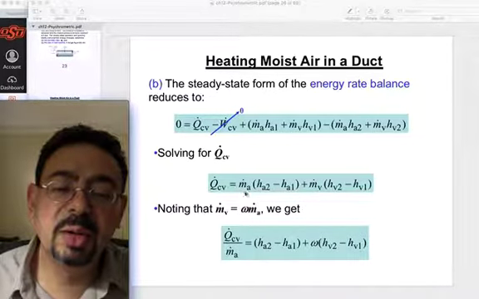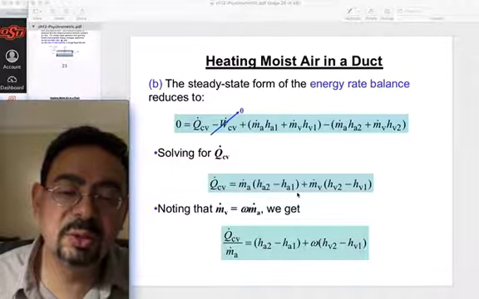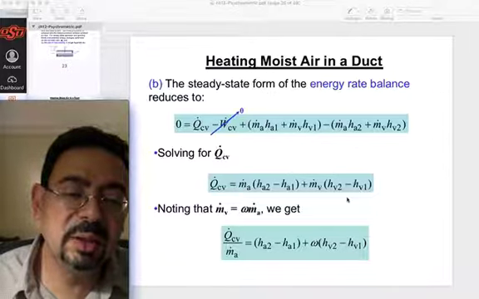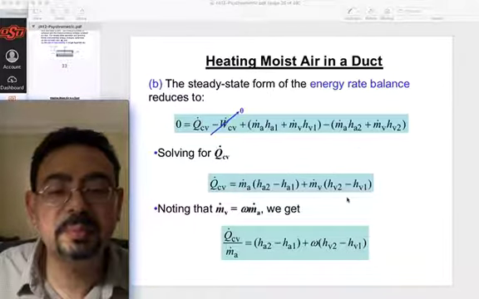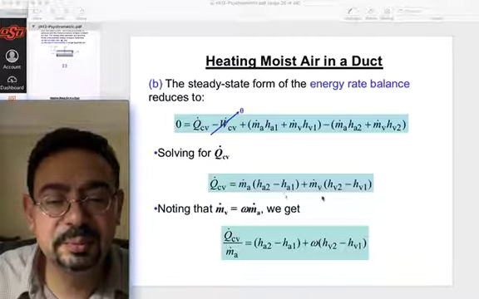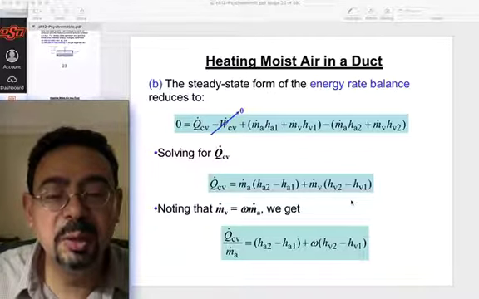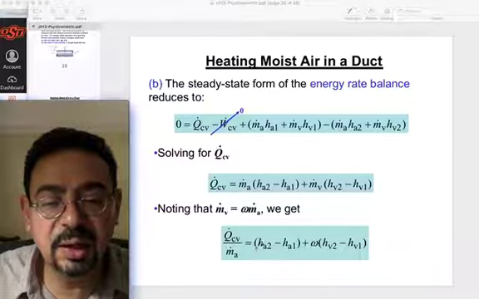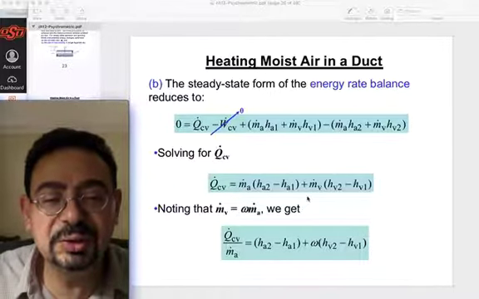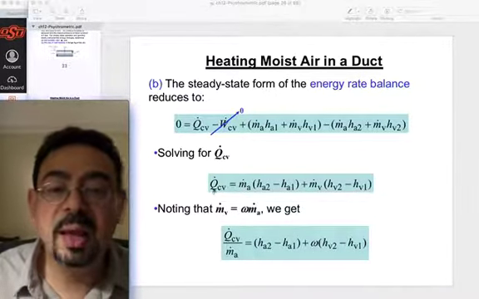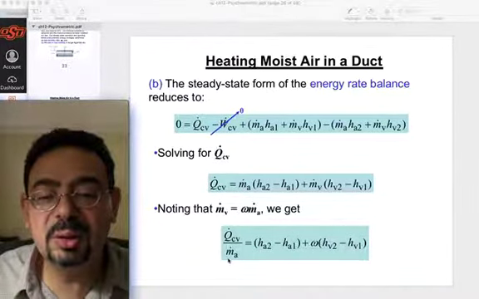He's pulling m dot air together, and he's saying h air 2 minus h air 1, and then he's bringing m dot vapor together, and he's pulling those two terms over here. That's fine. And then here is the part where he divides over m dot dry air. So when he divides m dot dry air over m dot dry air, he gets 1. He divides m dot vapor over m dot dry air, he gets omega, fortunately for us. And he divides the q dot over m dot dry air.